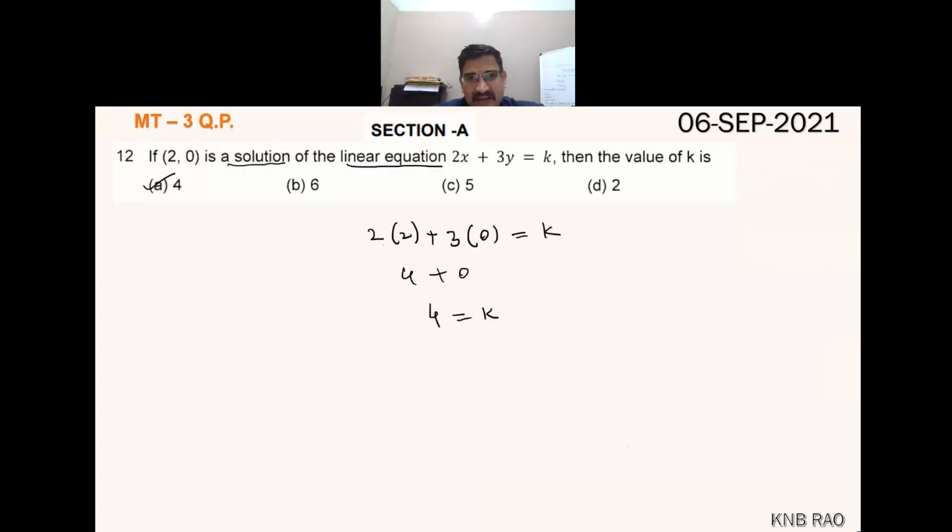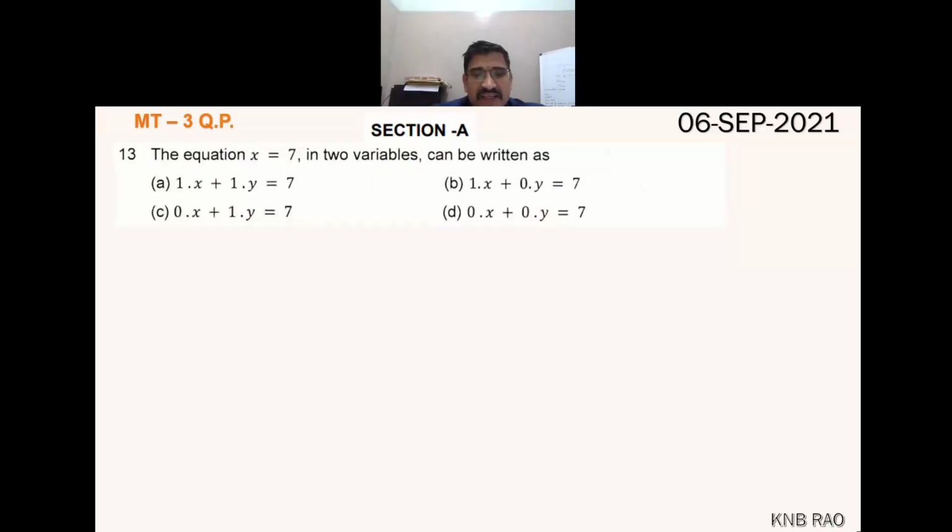Any solution of a linear equation lies on the graph of that. So when it is substituted, definitely you will have a solution, meaning the left-hand side becomes the right-hand side value when it is substituted. So we will go for graphical representation. Maybe somewhere I have some questions given.